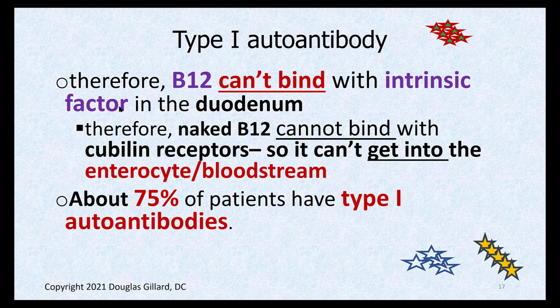You know the story, vitamin B12 can't bind to intrinsic factor, and therefore it can't get into the bloodstream. So about 75% of patients with pernicious anemia have the type 1 autoantibodies. So you could do a blood test to test for this.